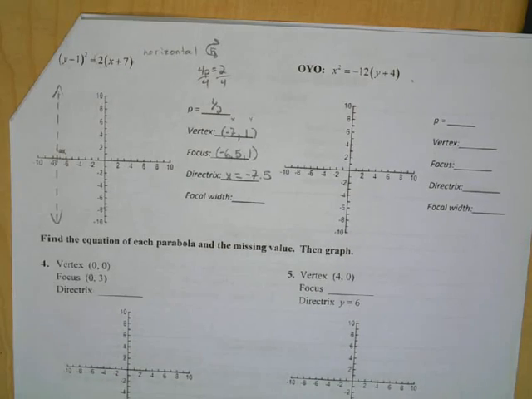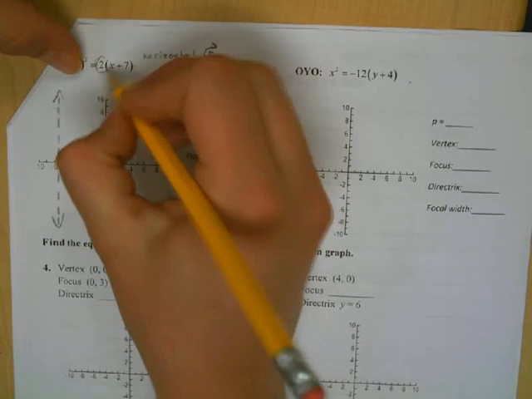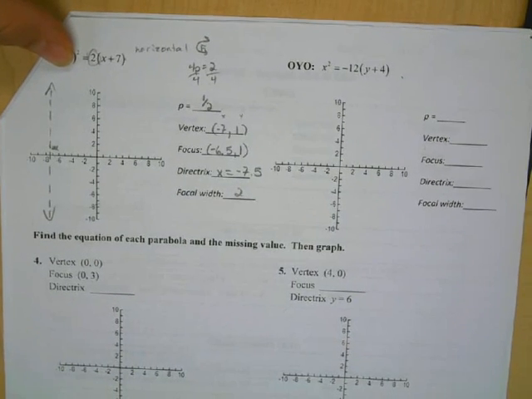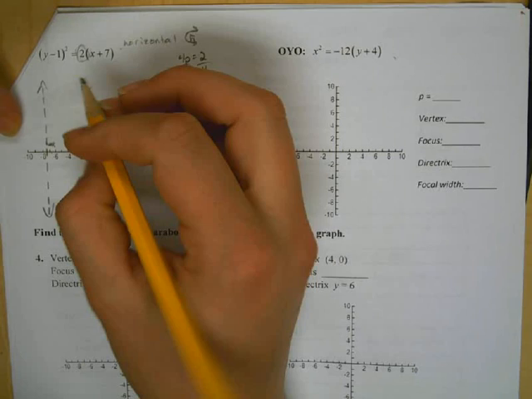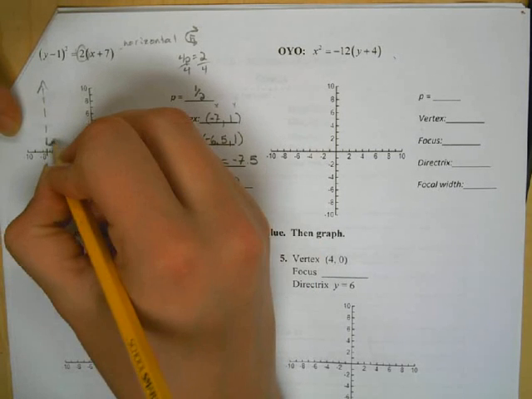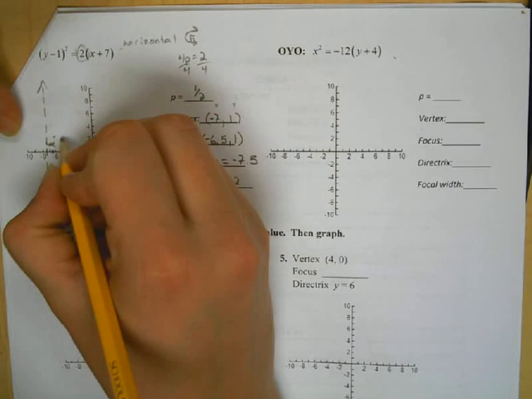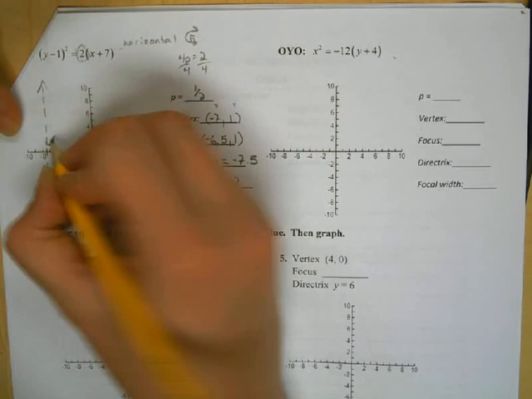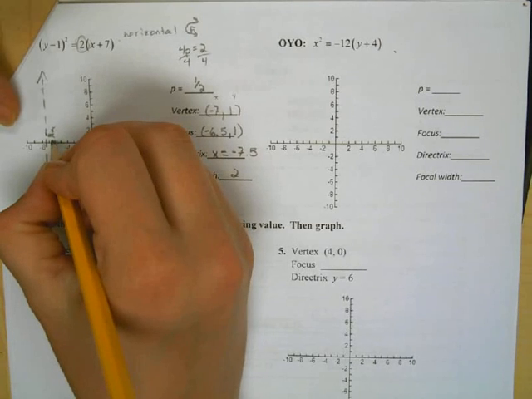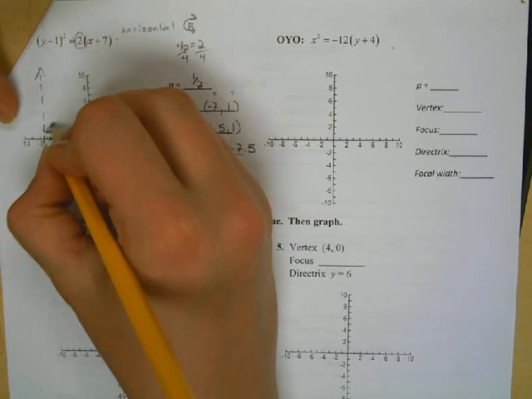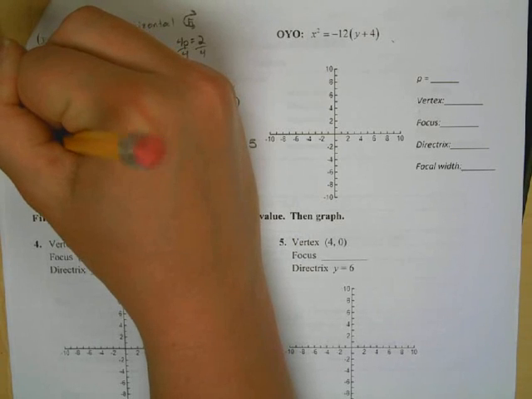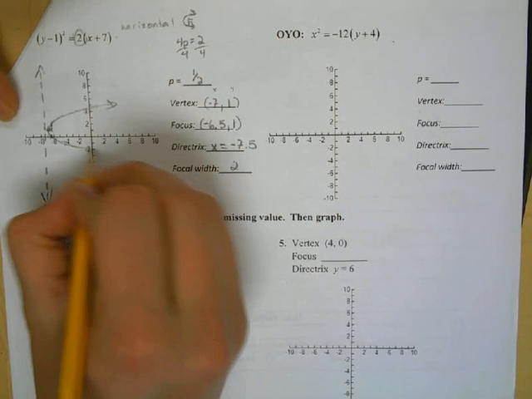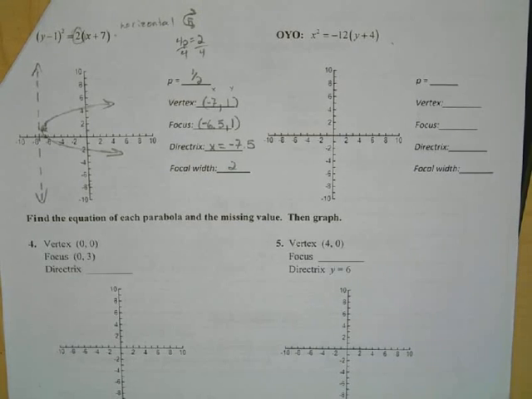So x equals -7.5. Focal width is still just this number, so it's 2. Okay, so that means from my focus, I'm going to go up 1 and down 1. So down 1 is there, up 1 is there. Okay, and then you just go through those focal width points. It's a little bit skinnier graph, not a whole lot more. Okay, but that's my parabola heading off to the right hand side.